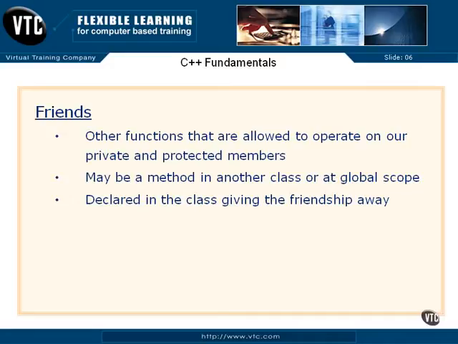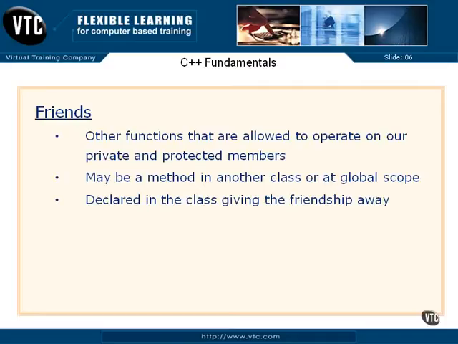Let's talk about some friends. Friends are other functions that are allowed to operate on our class's private and protected members. Because remember, we have public, private, and protected. Private and protected are not visible to the rest of the world in general, but public are. Now, we can in a class say that this is a friend, so let them do what they need to do with private and protected members.